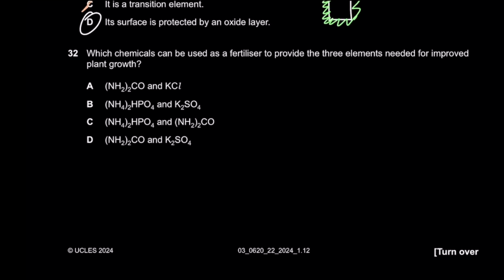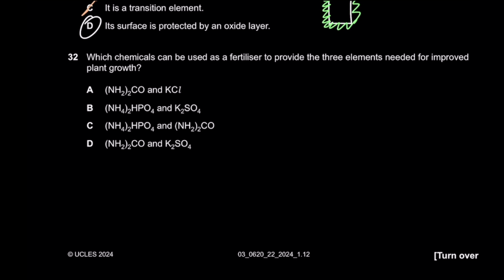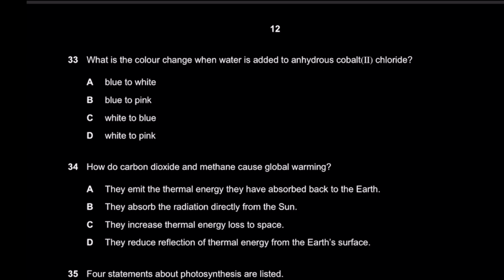Which chemicals can be used as fertilizer to provide 3 elements? What are the 3 elements? NPK fertilizers: nitrogen, phosphorus, and potassium. So you need nitrogen, phosphorus, and potassium, which are the 3 essential elements. Here you have nitrogen and potassium, but you don't have any phosphorus. Again, here you have nitrogen, phosphorus, and potassium. So B is the correct option. And if you check C, nitrogen and phosphorus is there but no potassium. Nitrogen and potassium is there but no phosphorus.